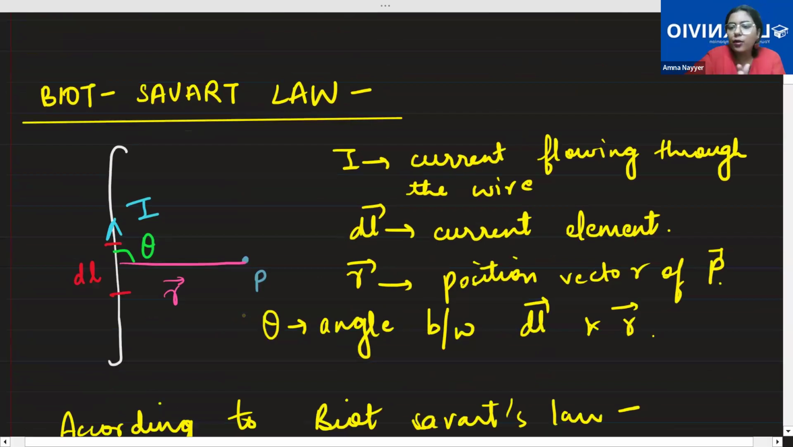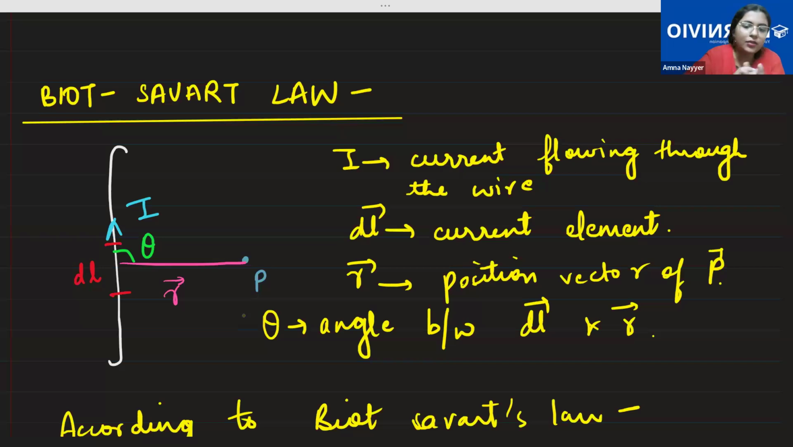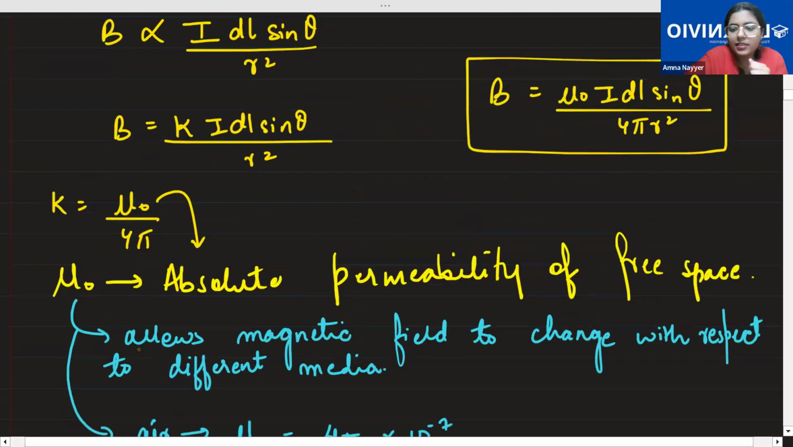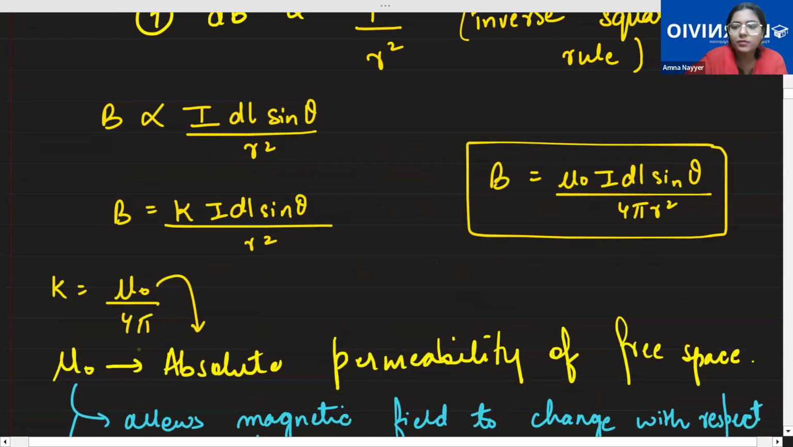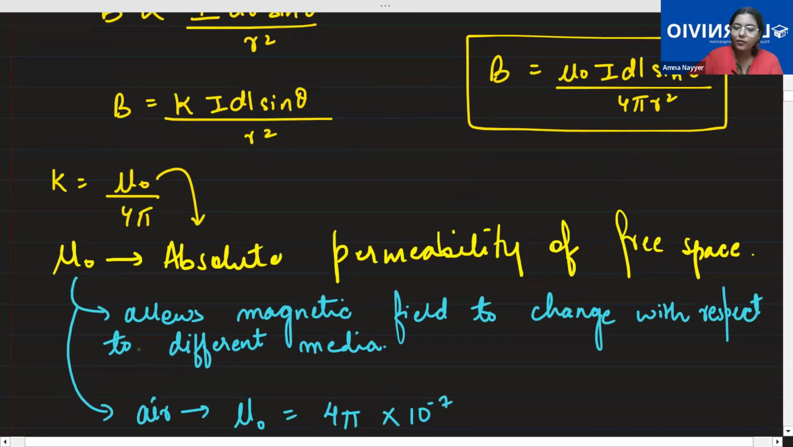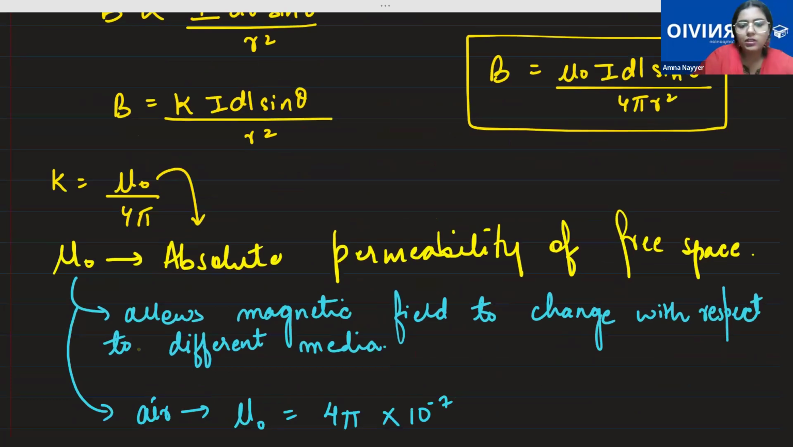We started with Biot-Savart law in the last class, so you don't need to write anything. We'll first discuss a few things, and then you can copy down the things. We have discussed that Biot-Savart law is basically mu naught I dl sine theta by 4 pi r square. Now, from here, the value of mu naught was equal to 4 pi into 10 to the power minus 7. That was the permeability constant.